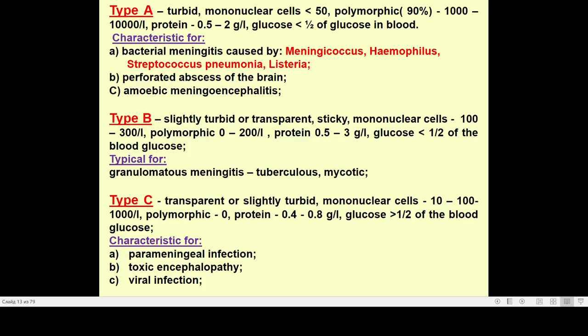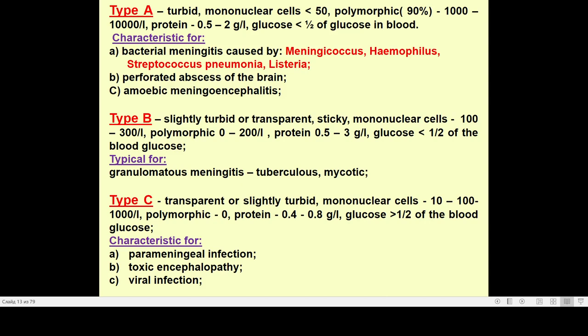Type A of changes in cerebrospinal fluid is typical for bacterial meningitis: prevalence of neutrophils, counting thousands of cells in a milliliter. For bacterial meningitis, sugar level is decreased, less than 50% of blood concentration. It is a typical purulent process, and I can't say that it is possible to add anything here.